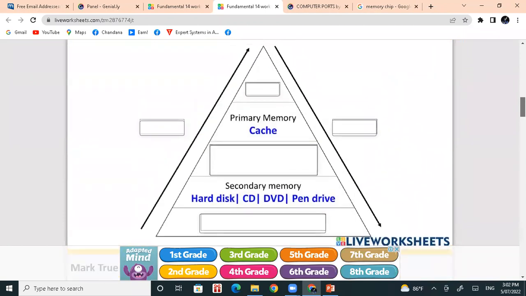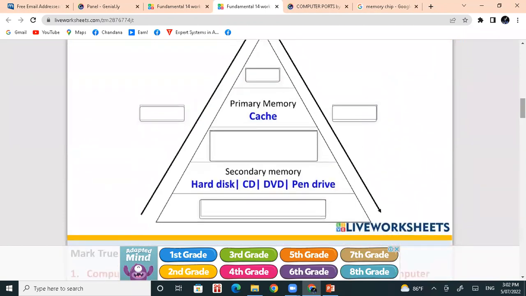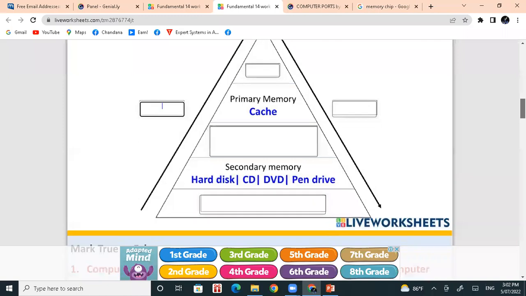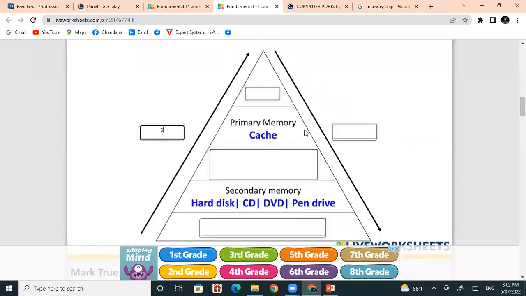Then try to fill the blank boxes here. What's the answer for the first? Try to fill in this box, right side, left side. Speed. When moving upward, what happens to each of the memories? Increase in the speed. Then moving downward, what happens? Increase in capacity.